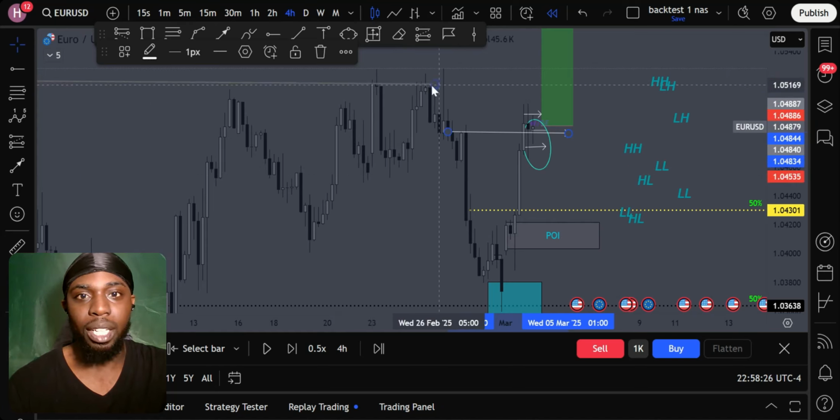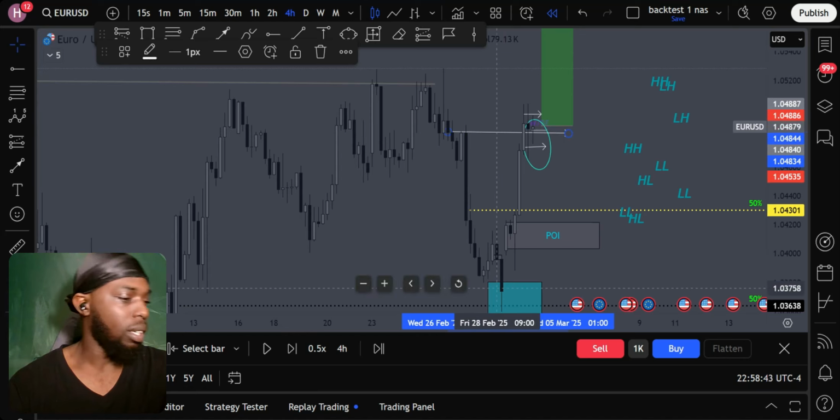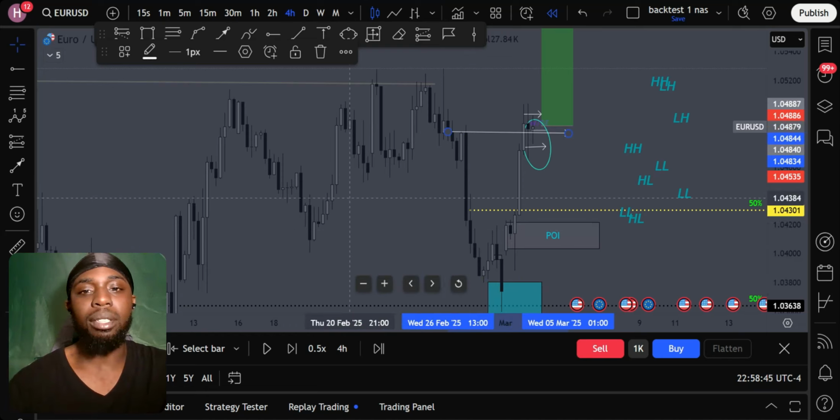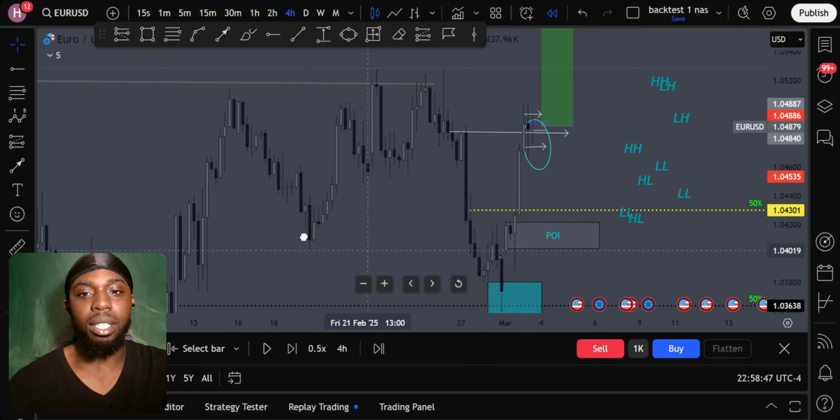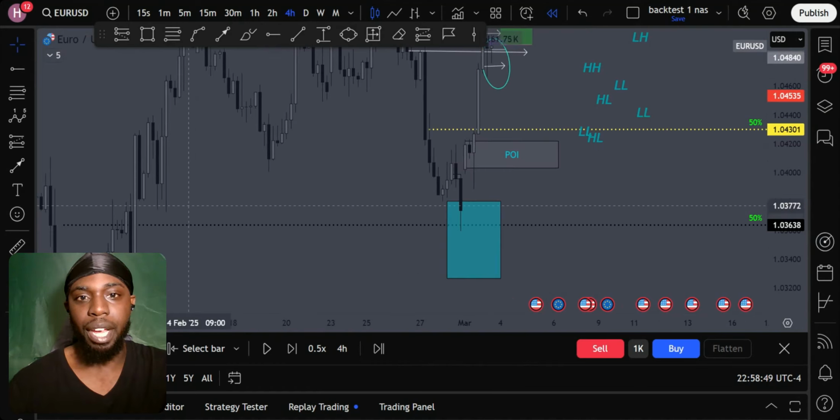Then we didn't see price close above. So now we possibly could see some weakness here. So within that weakness, we saw that price broke structure. Once price broke structure, we got a little bit of a pullback and then price just shot all the way down.